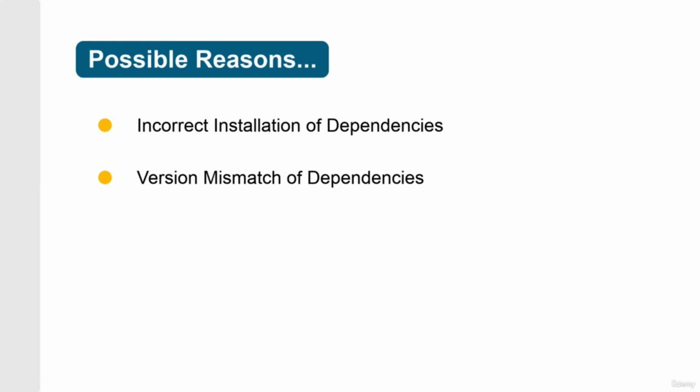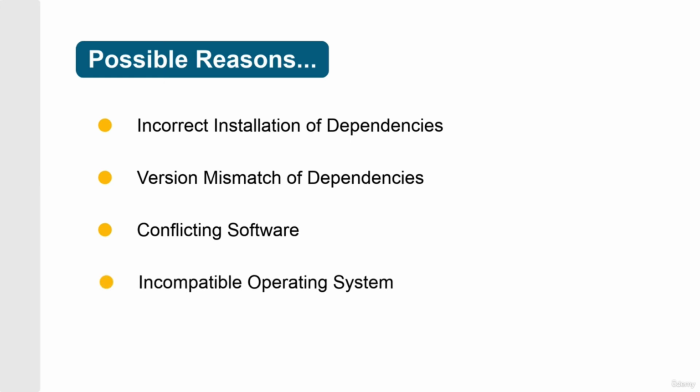Another common reason could be conflicting software. Adam's machine might have numerous other software, libraries, and dependencies that conflict with those required for this project. Last but not least, the problem could also arise due to an incompatible operating system. Adam might be using a different operating system that is incompatible with the required libraries and dependencies for this project.